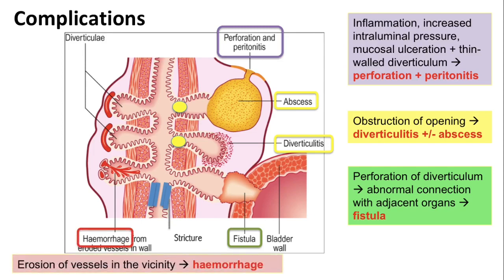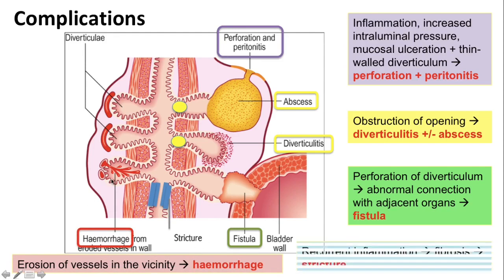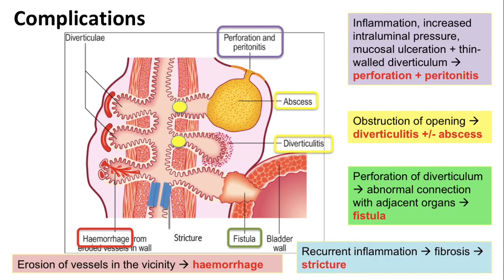Complication number 4 is if there is erosion of vessels in the vicinity, then patients can have hemorrhage. And lastly, because of this persistent abnormality and persistent inflammation, patients can develop fibrosis and subsequent stricture or narrowing of the lumen of the bowel, and patients can present with symptoms of obstruction.